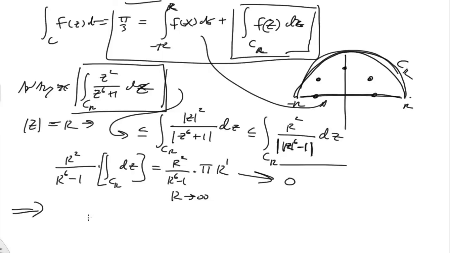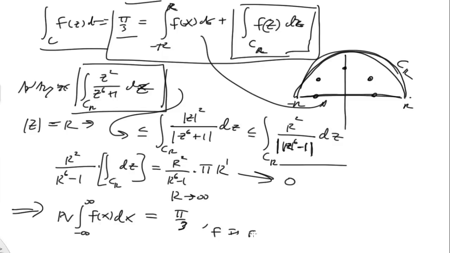Therefore, we finally conclude, based on the theorem, that the principal value of the integral of f of x dx over the reals is equal to pi over 3, because that's what we had for our contour integral. And because f is even, we can also say that it's no longer the principal value. It's the actual improper integral.